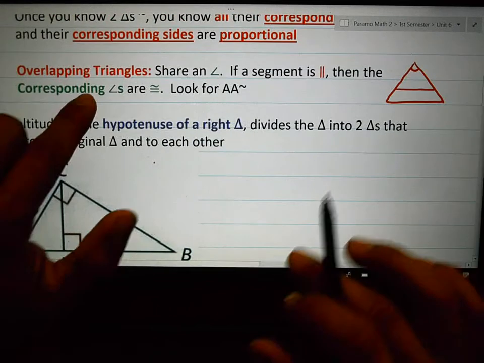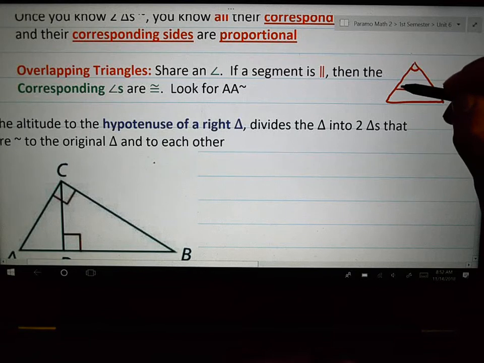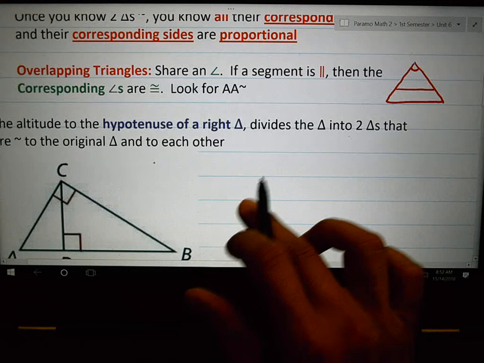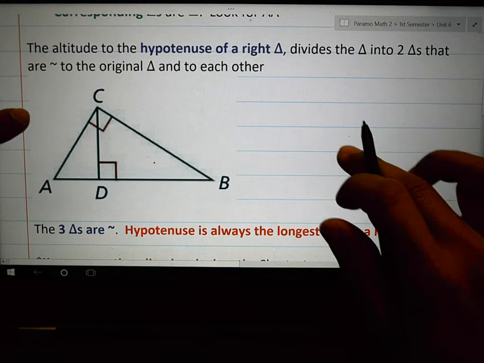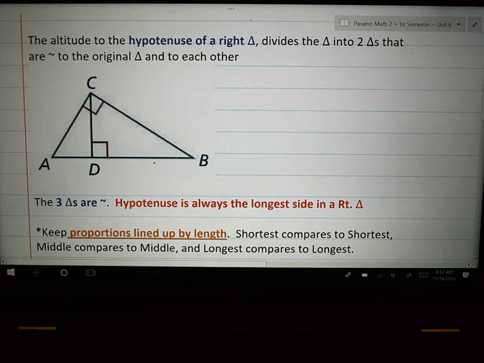The corresponding angles are also congruent. We can look for AA here. If this was parallel to that, then we would know that this is congruent to that as well, and that could be an AA similarity. The last thing that we wrote down before we get into examples is this example with the right triangles.